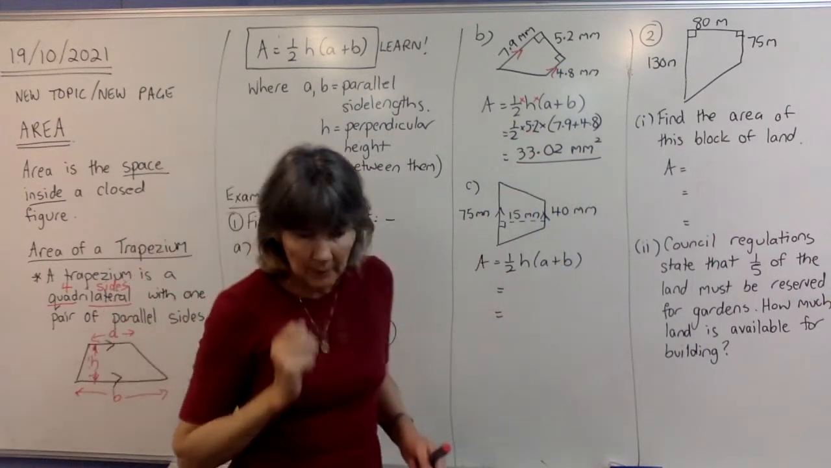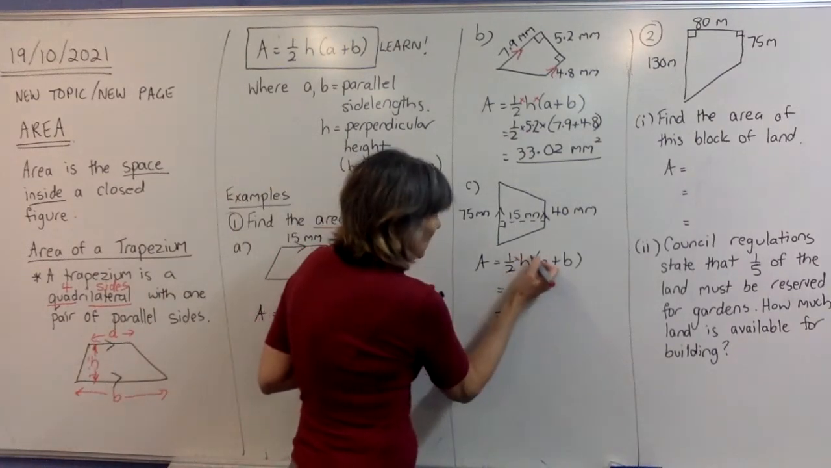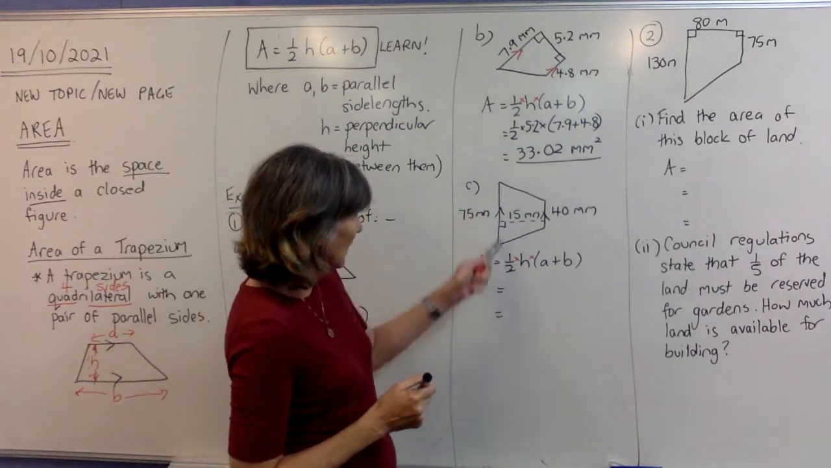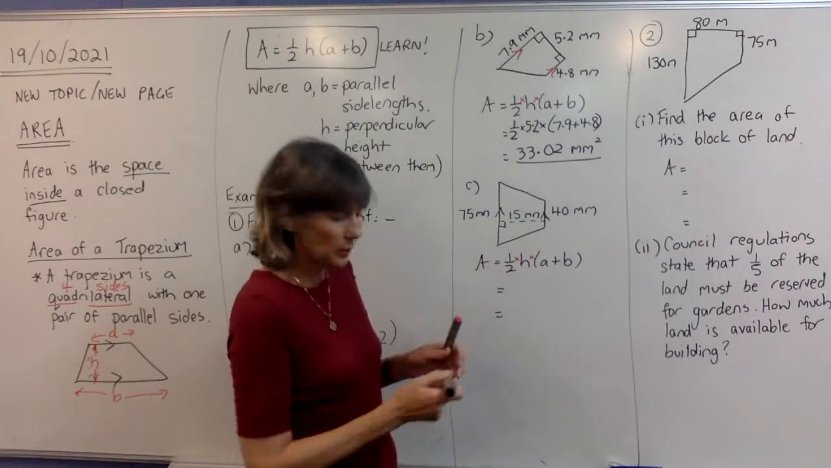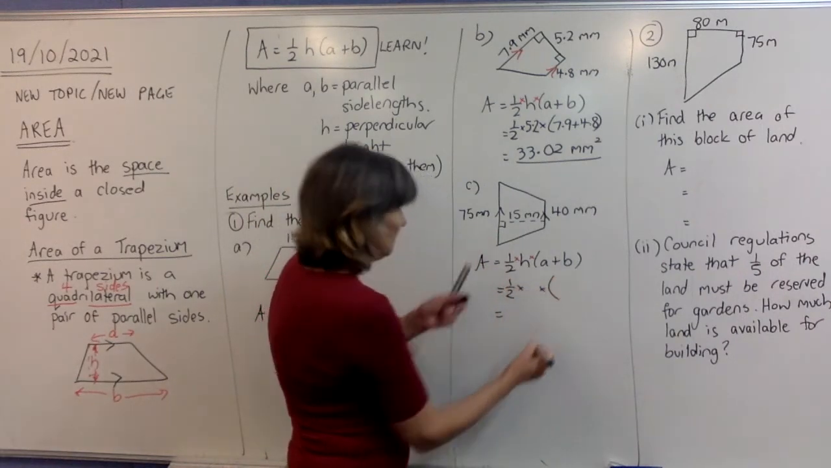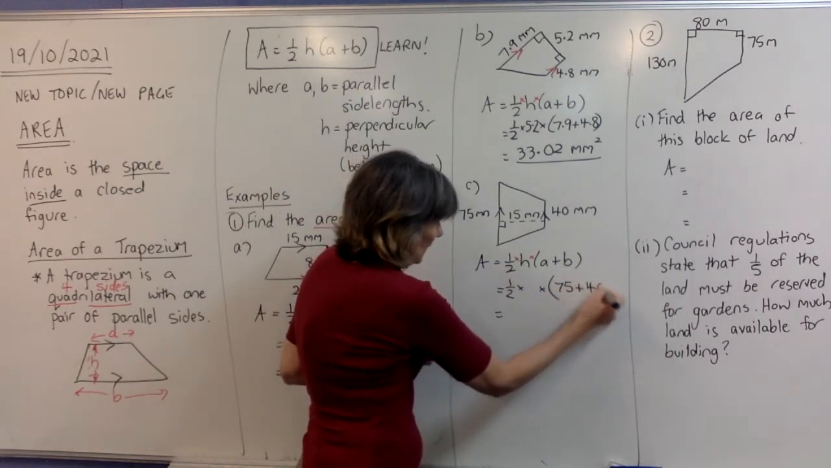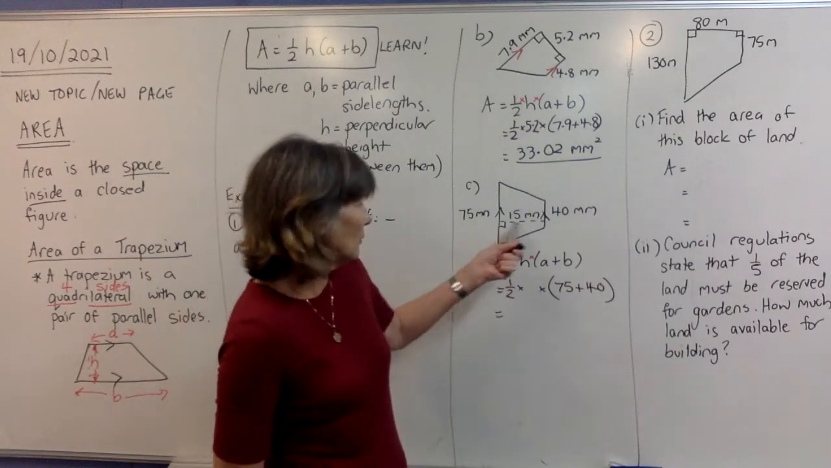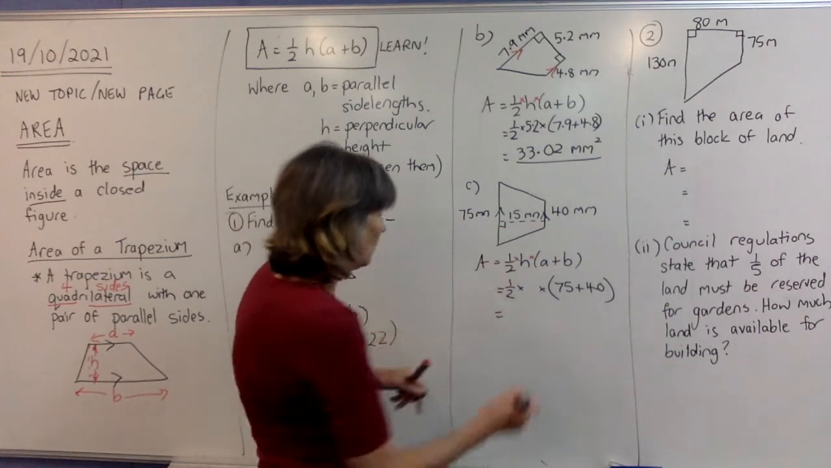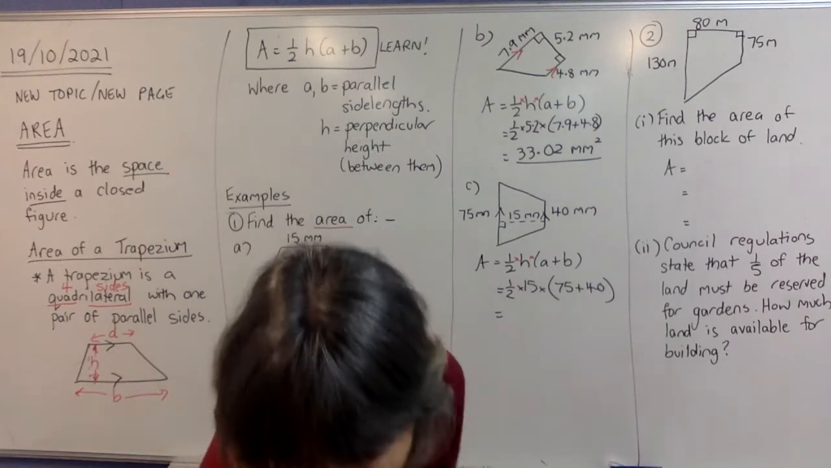Okay, next question. Write your formula down. These are all trapeziums, so we're lucky we know they're trapeziums already. So where's our pair of parallel sides? Here they are, you can see the arrows on them. So we're going to start by putting those parallel sides in first. It's 75 plus 40. And that only leaves one number left, 15, which is the perpendicular height, see the right angle, between the parallel sides.